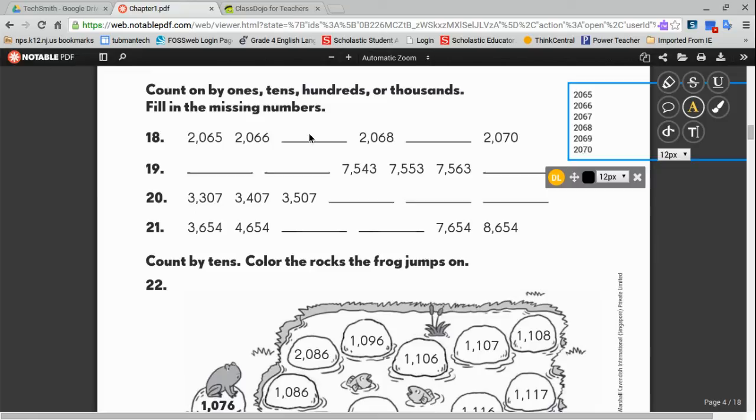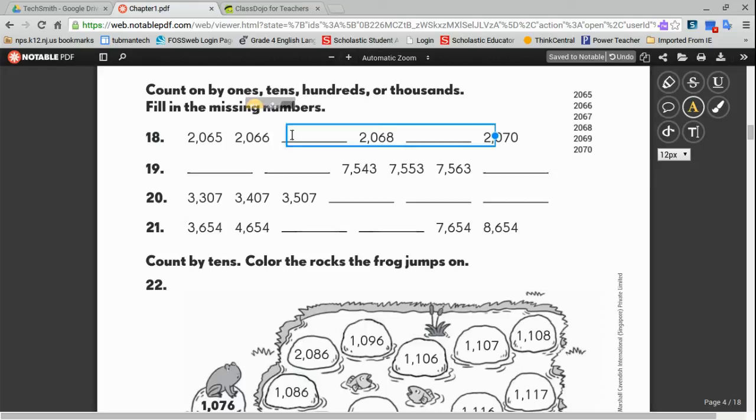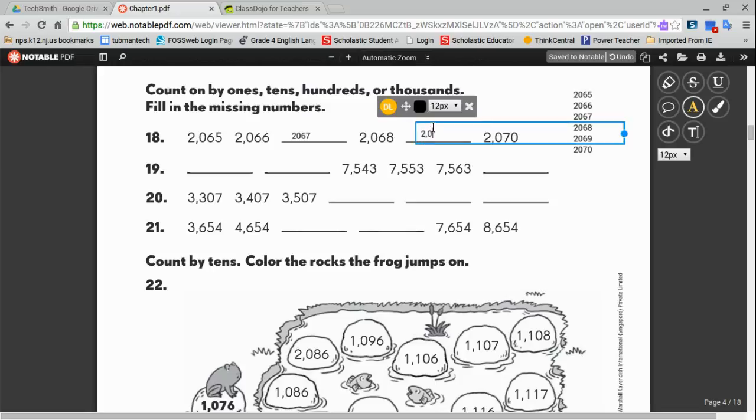So I'm going to write my answer right over here. 2065, 2066, over here would be 2067, 2068, and over here would be 2069. Okay. Now let's do the next one, number 19.